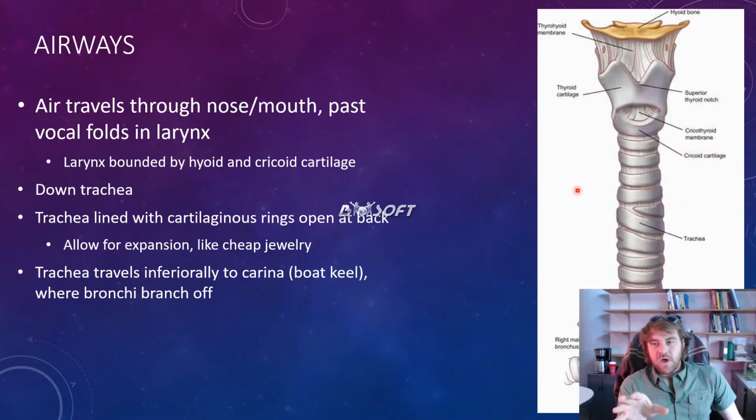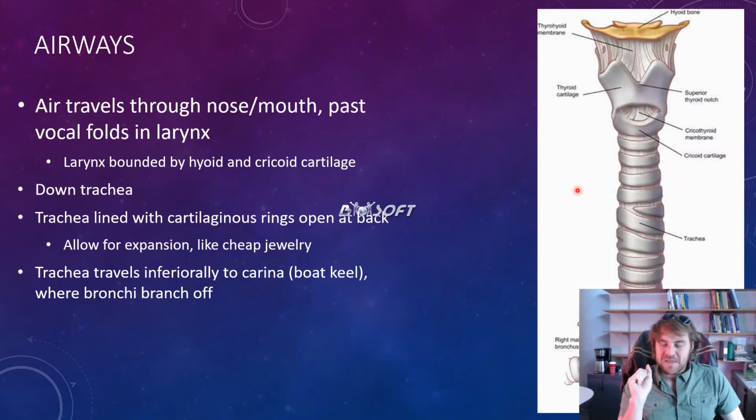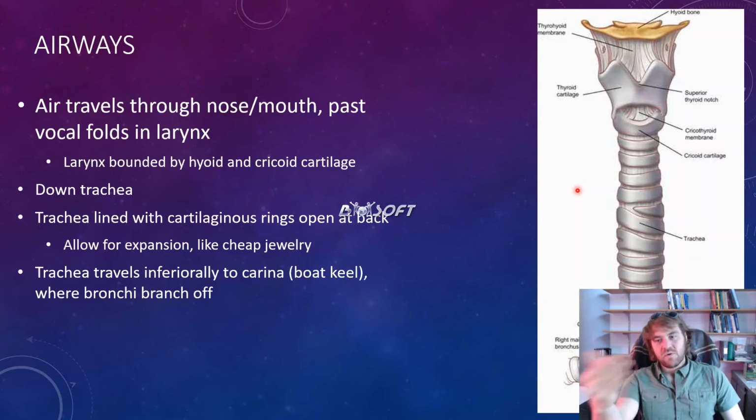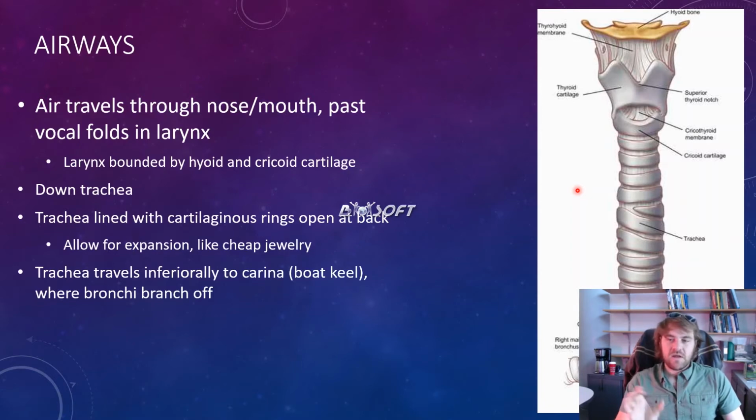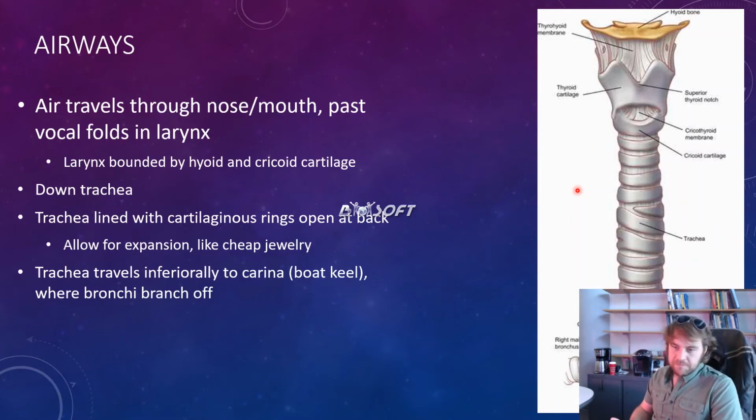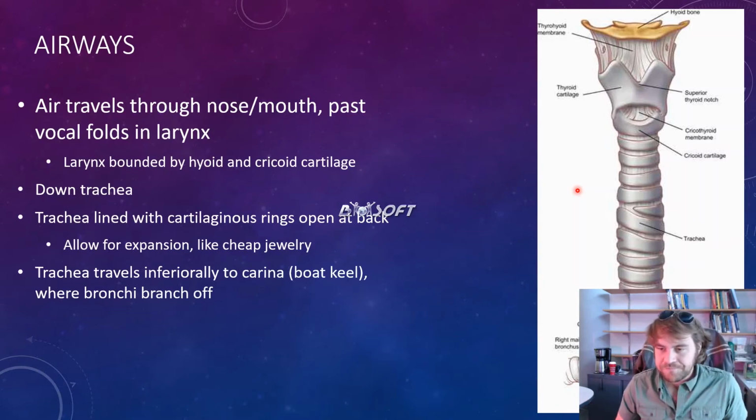Think for a second if you think it would be better to have continuous cartilage for the trachea, no cartilage at all for the trachea, or this kind of structure where there's some cartilage, some structure, and then some softer areas. Just think about it for one second. You can pause this if you want to.